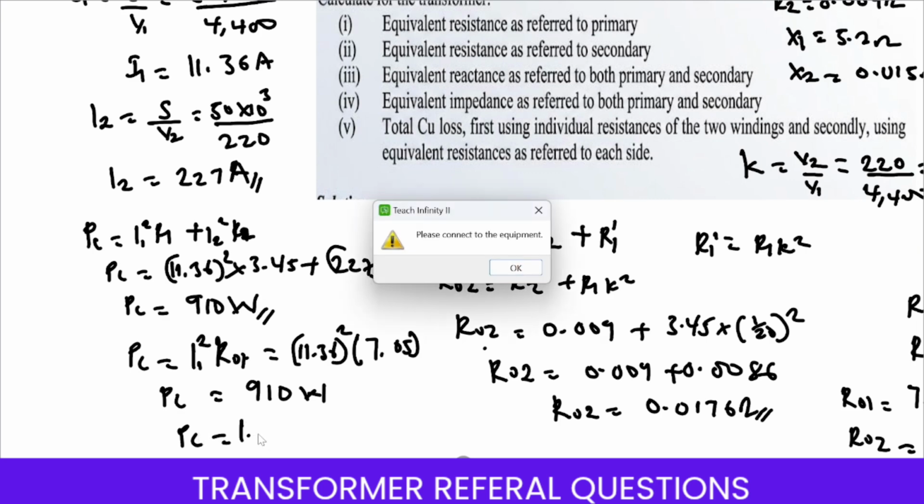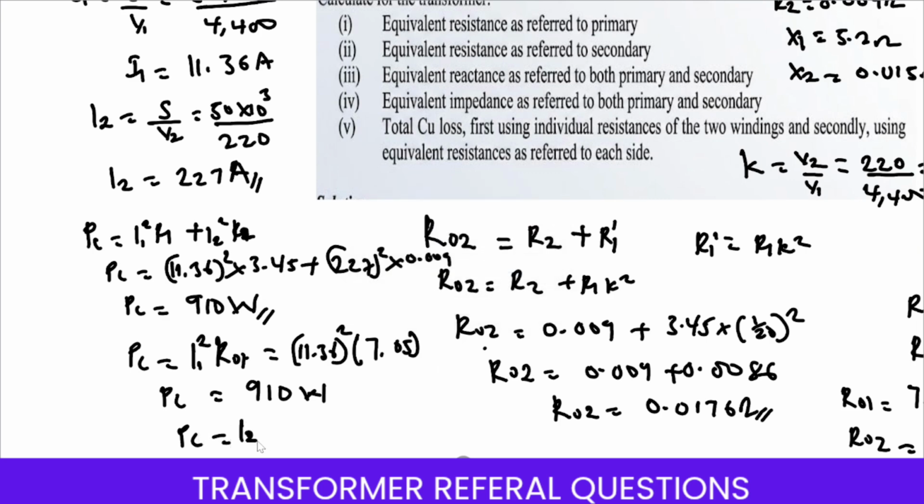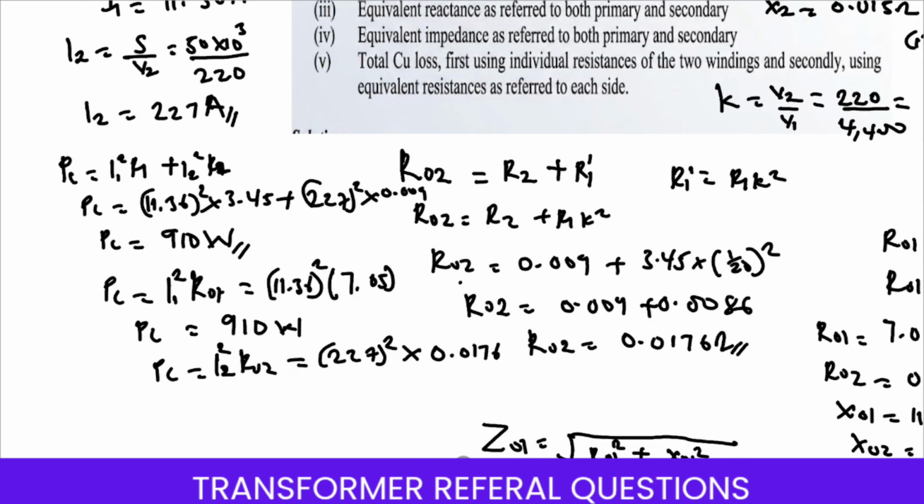We can also choose to use the secondary, that's what the question is saying: I2 squared R02, because R02 features R01 as well. I2 is 227, so 227 squared multiplying R02, which is 0.0176. That will give us the copper loss to still be equal to 910 watts. Thank you very much, and we are going to meet in our next question.